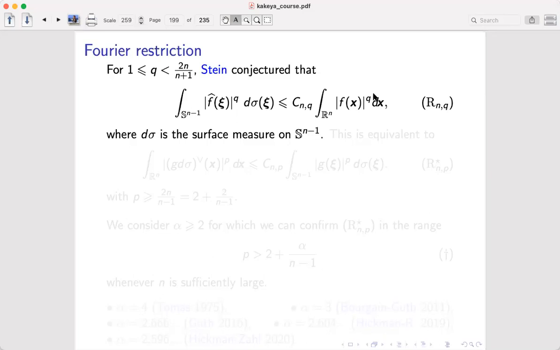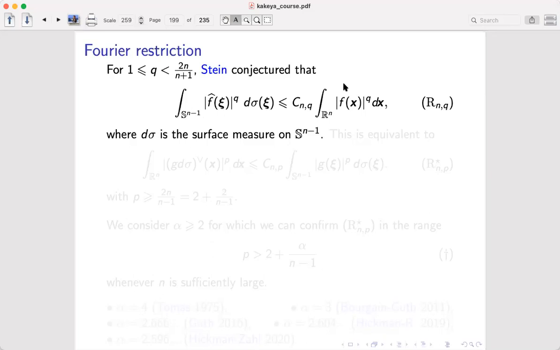Obviously this can't hold when Q is equal to 2, because by Plancherel's theorem, the Fourier transform of every L2 function is an L2 function, and there are L2 functions which are singular on the sphere. So this would be infinity and this would not be infinity. So no chance of that being true in L2.